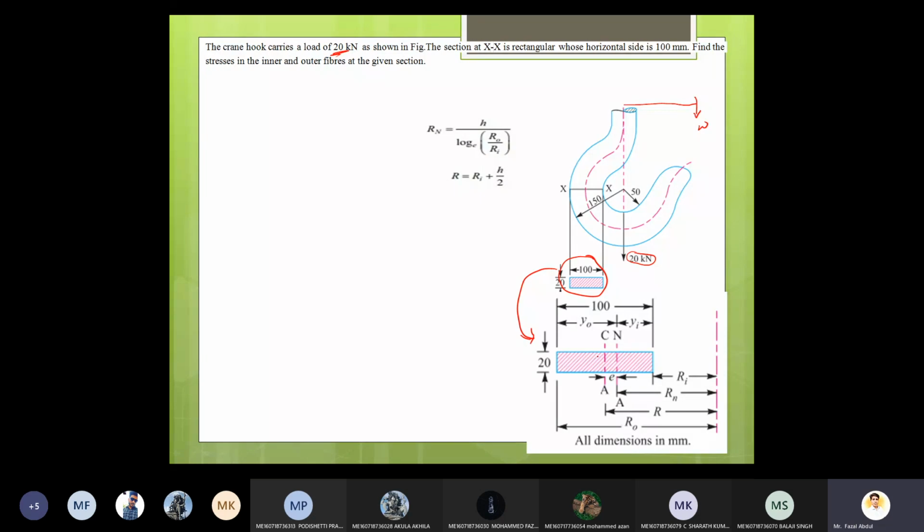So draw the rectangle. The height of the figure is 100 mm, given in the question. Width of the figure is 20. The distances, eccentricity, area of the figure A, Ri, R naught, Rn, R: these are all things you have to find out. The question itself gives this 50 as Ri and 150 as R naught, so no need to calculate these. After drawing this space diagram, immediately write the given data.